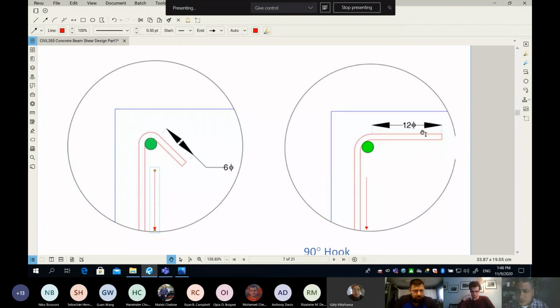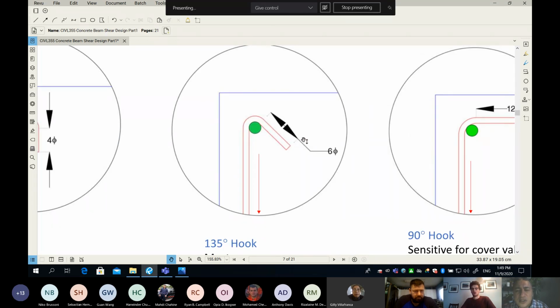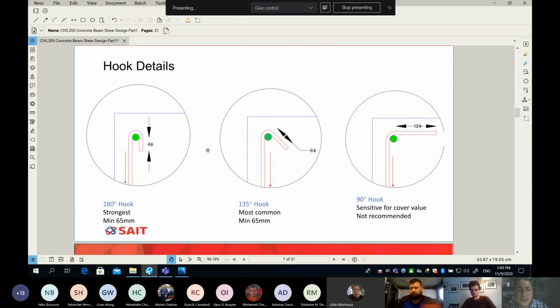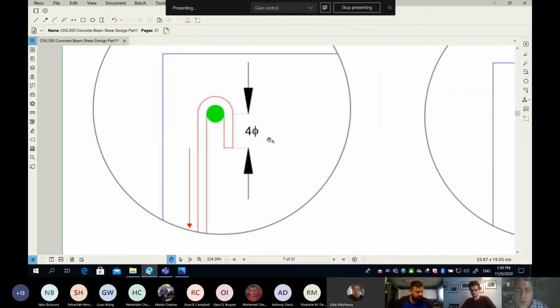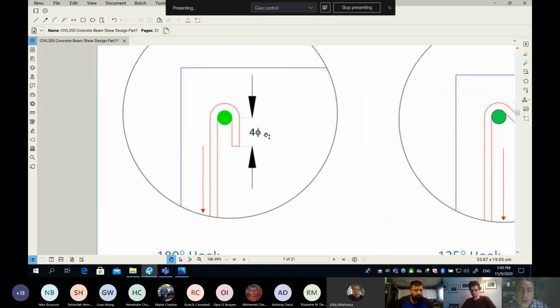You can see here, after the radius, you need to provide a straight length of 12 times the diameter of the bar. How about here for the 135 degrees? Because it's stronger, we need to provide less hook length, 6 times the bar diameter. And finally, for the 180 degrees hook, it's only 4 times the bar diameter. Now let me ask you, which bar am I referring to, the diameter of this green or this red bar? The red bar. Thank you so much.